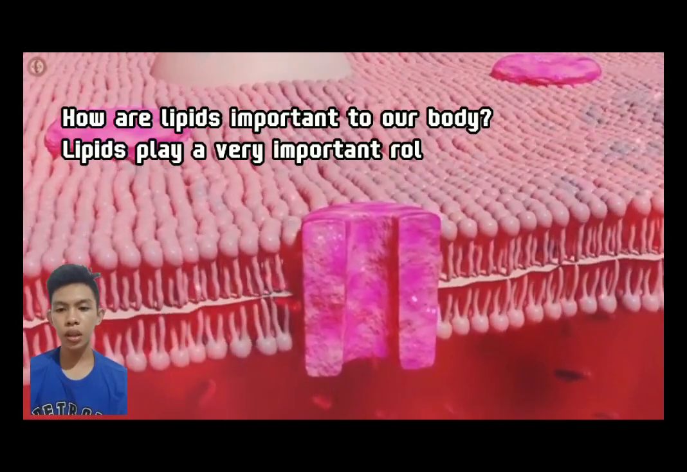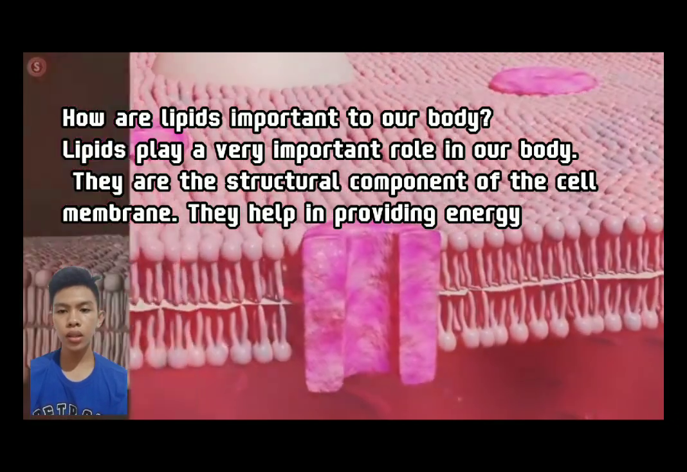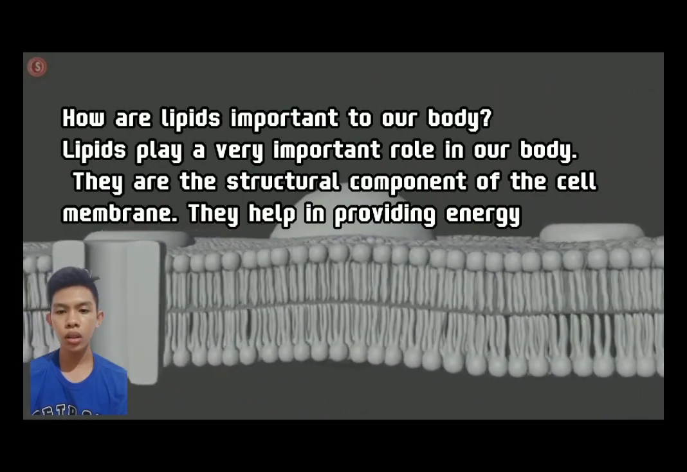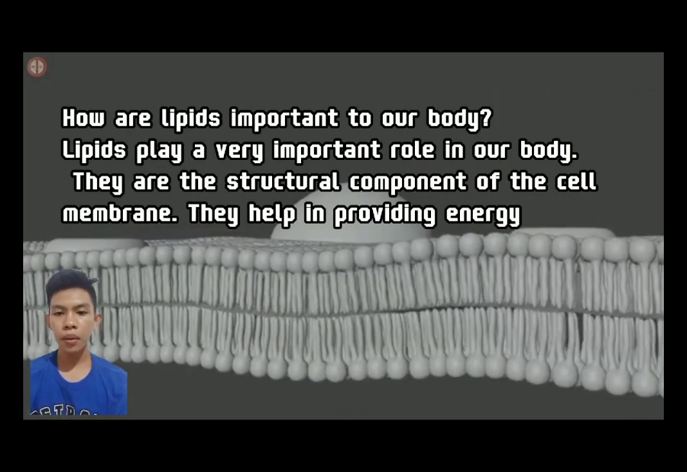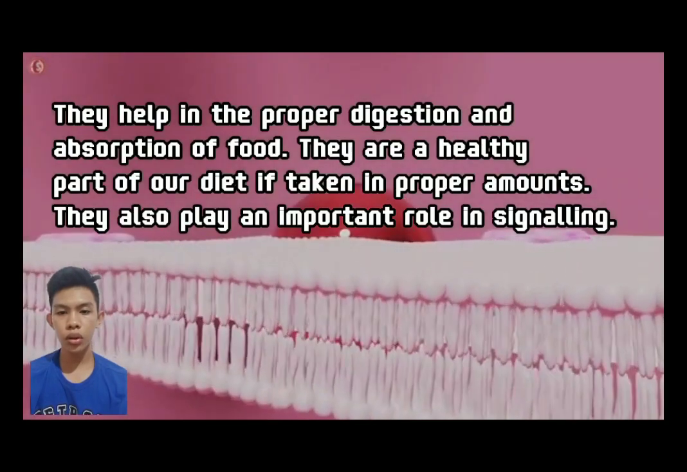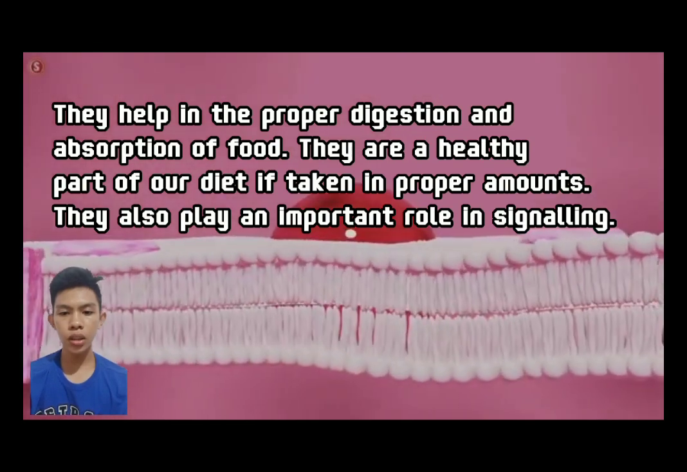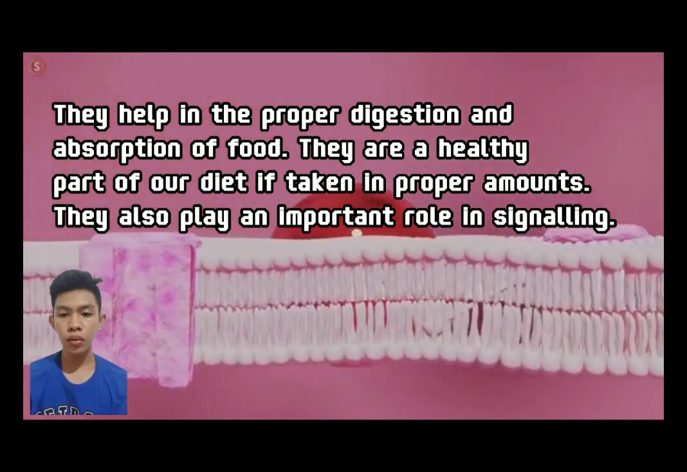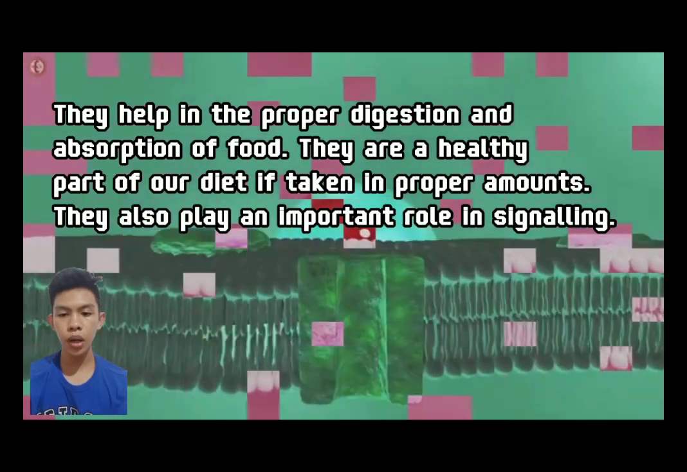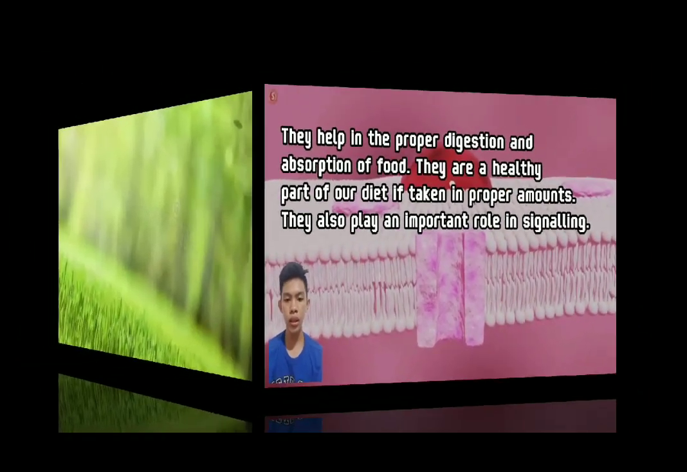How are lipids important to our body? Lipids play a very important role in our body. They are the structural component of the cell's membrane. They help in providing energy and produce hormones in our body. They help in the proper digestion and absorption of food. They are a healthy part of our diet when taken in proper amount. They also play an important role in signaling.